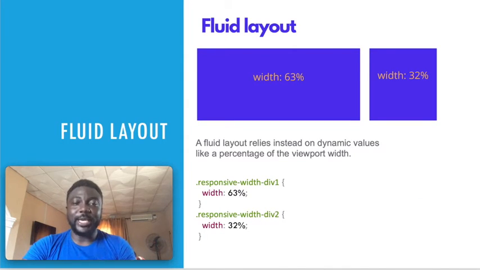Next is fluid layout. So a fluid layout is an essential part of modern responsive design. In the good old days, you would set the static value of every HTML element like 600 pixels, 500 pixels, and so on. But the fluid layout relies instead on a dynamic value such as the percentage of the viewport width. This approach will dynamically increase or decrease the different container element sizes based on the size of the screen.